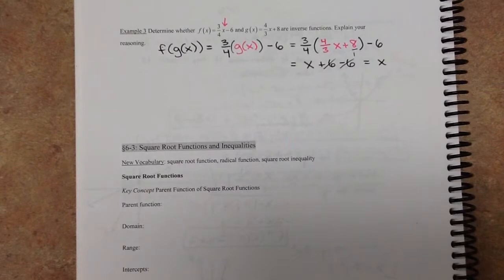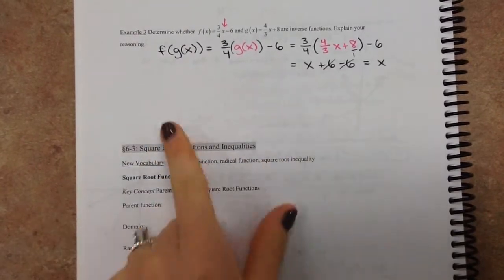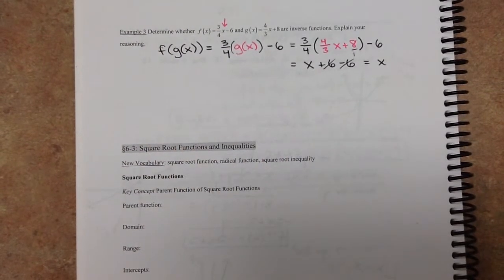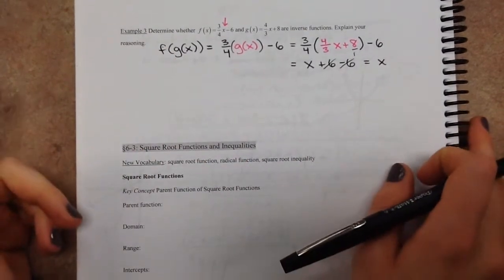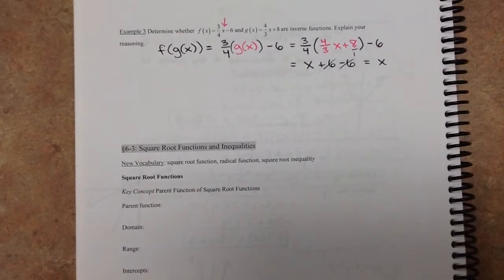So that's a good start. But remember, just because this one gives me x doesn't mean the other one will. So I've got to test the other one as well. If this doesn't give you x, then you can stop, because they both have to be x. If one of them turns out not to be x, you may as well just stop there.